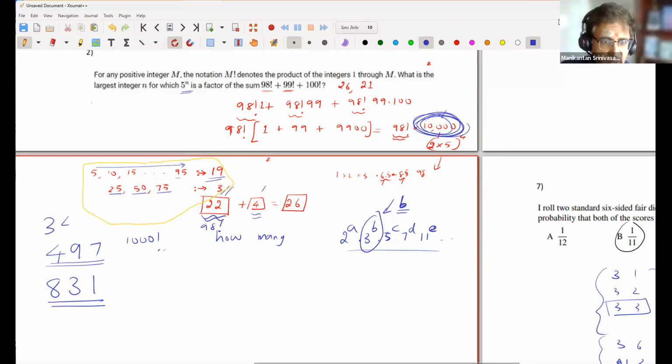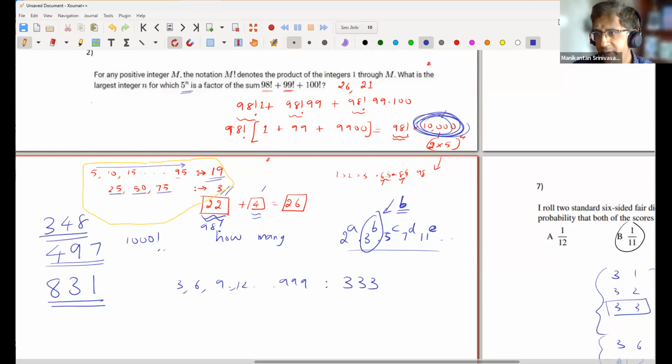348. Okay, 3 answers so far. Wonderful. Okay, so first pass will be all the 3, 6, 9, 12, all the way till 999. There are 333 of them, right? Do you agree, Arnav? These numbers will all have a 3.